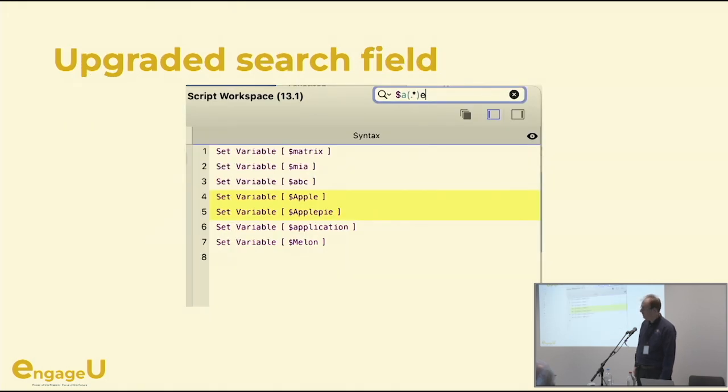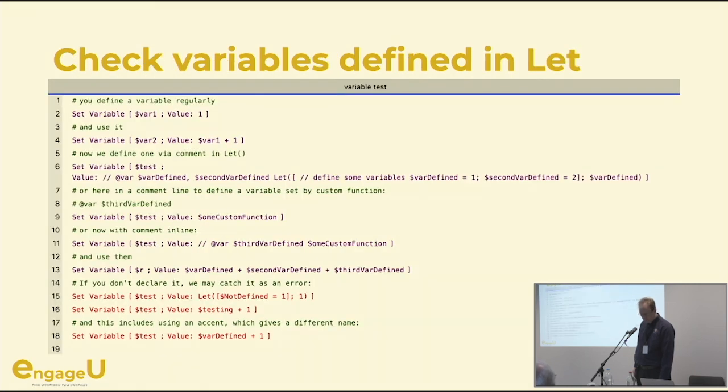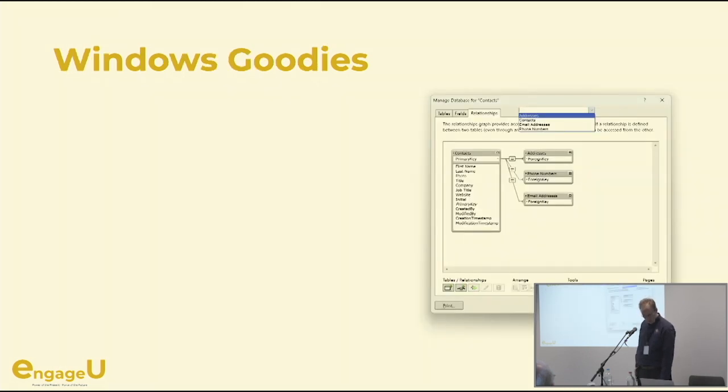We got the search field upgraded now with regular expressions if you turn it on. You can check variable names, and we can now even use comments to declare variables declared in a let statement. For Windows, we got on the way a little search box for the relationship graph.